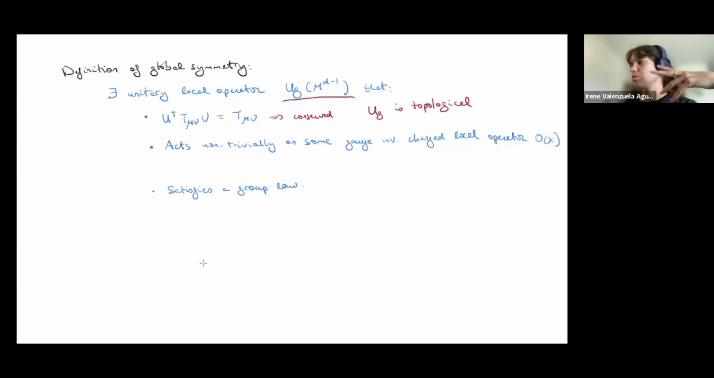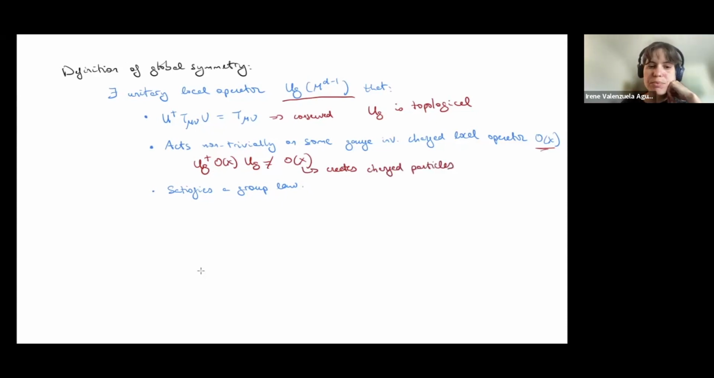The second one is that you need to have something that is charged under the symmetry. Otherwise it's completely trivial. The symmetry needs to act on physical states, on your Hilbert space. More formally, this is written in terms of requiring that this operator acts non-trivially on some gauge invariant charged local operator. What I mean is that if I apply this operator on O, I recover something different. So something changes, and that is something that is charged. Now this O is what creates, for instance, if I have some ordinary symmetry, the particles that are charged under the symmetry. It creates charged particles.